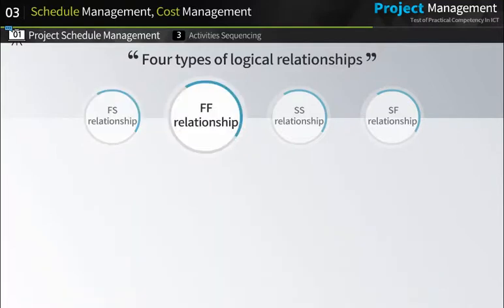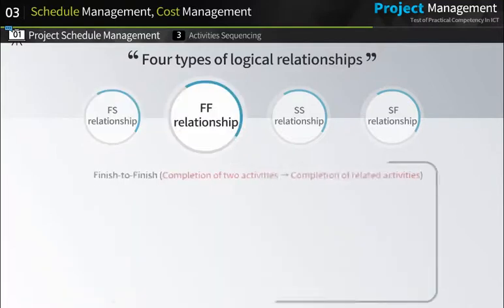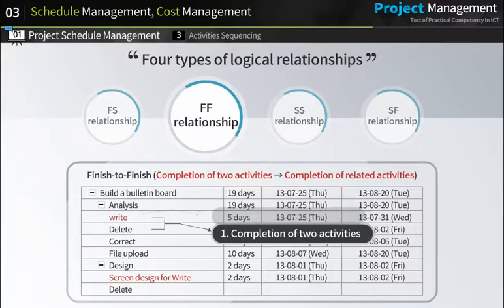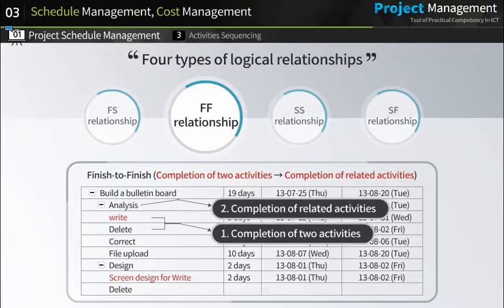The next is the FF relationship. In this relationship, all related activities are completed when two related activities are completed. In the example, the analysis phase is complete only after the writing and deleting phases are completed.